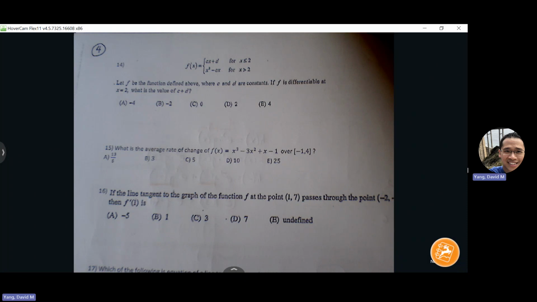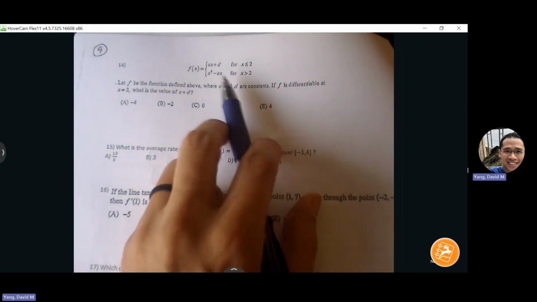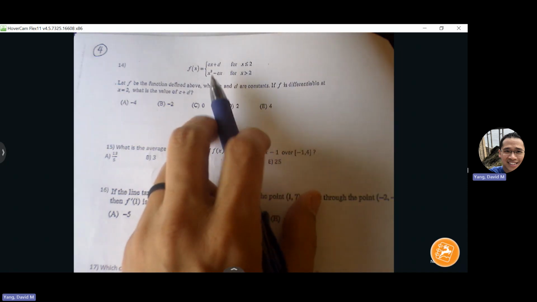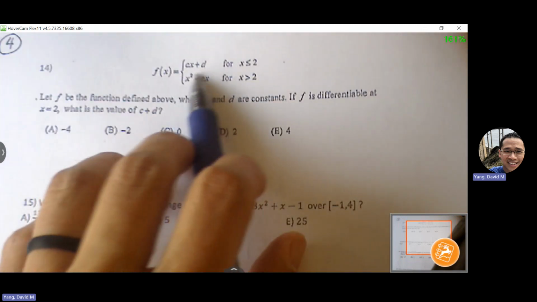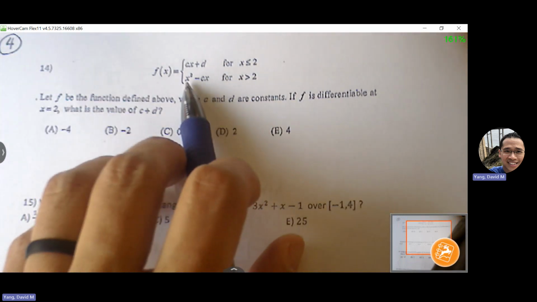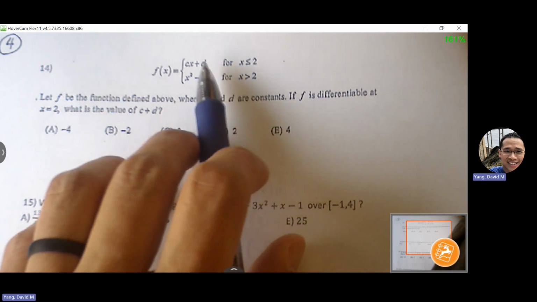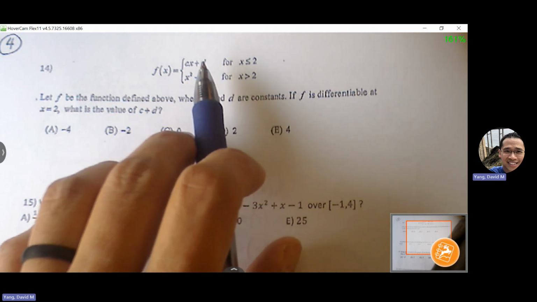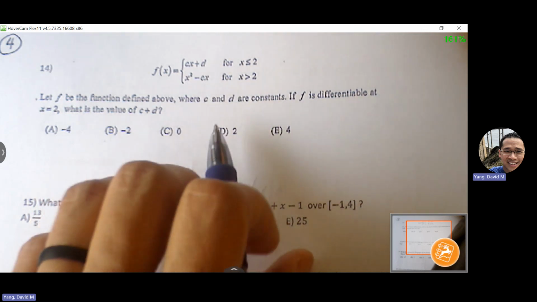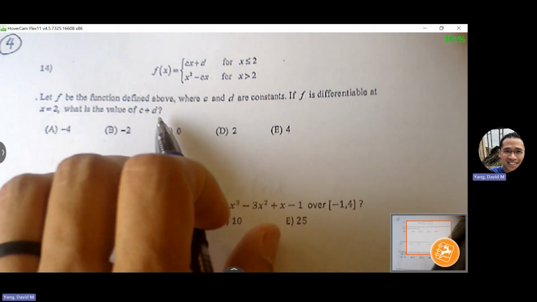So 14 says, let f be the function defined above, where c and d are constants. So again, we have to treat c and d the same way that we do numbers. Imagine this was like 5x plus 4, or x squared minus 5x. So don't let those letters throw you off. Just pretend it's a number, and however you treat a number derivative-wise, that's the same way you're going to treat those letters. If f is differentiable, what is the value of c plus d?